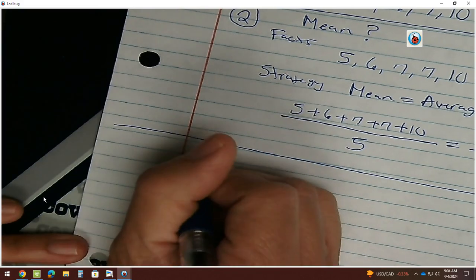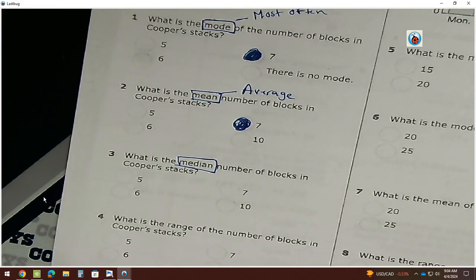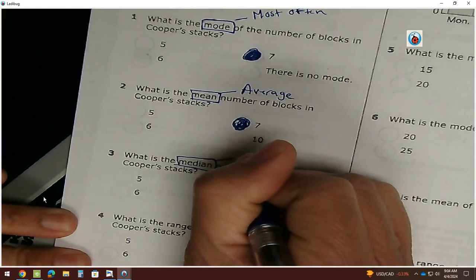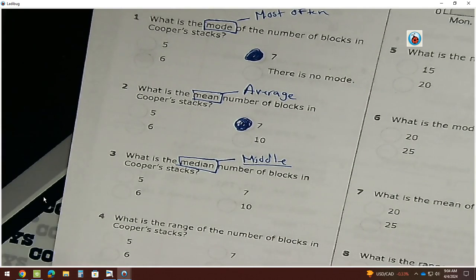Number 3, median. Median. Ready? We're going to do median. In math, it is the one in the middle. I think of your shirt sizes. Who's always in the middle? The medium size. We have small, medium, and large. So who's always in the middle? Medium. Somebody said, well, there's extra large, sir.